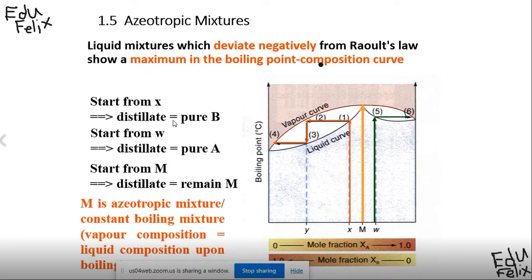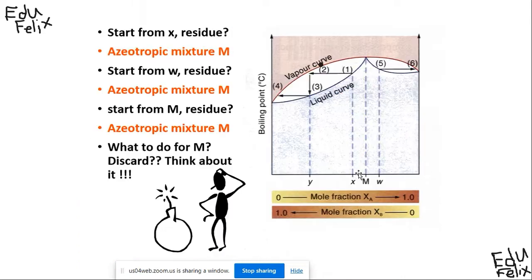Start from X, if you distill, you get POB, right? If you heat up from X, it goes here, then moves to this point and this point, and again you get POB. But if you start from this one, W, right, only this point remains. That means you can get A, right? So that is the difference.